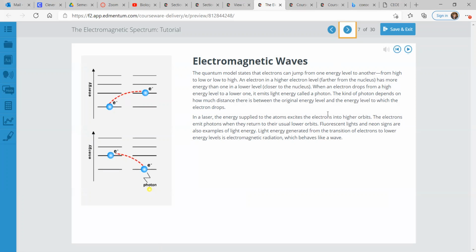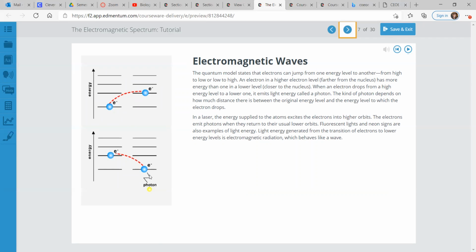The quantum model states that electrons can jump from one energy level to another, from high to low or low to high. So for example here, this electron is jumping up in energy, this electron is jumping down in energy. An electron in a higher energy level, farther from the nucleus, has more energy than one in a lower level. So the further away from the nucleus you are, the higher the electron's energy level.